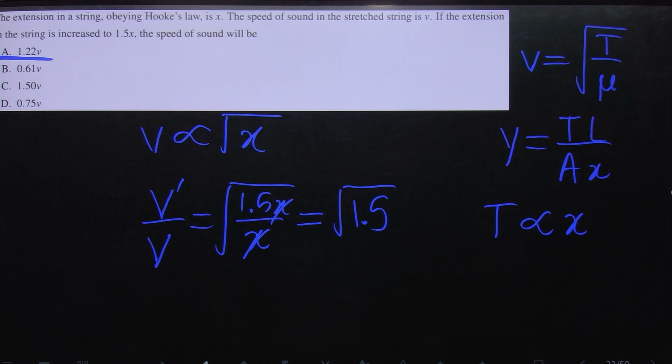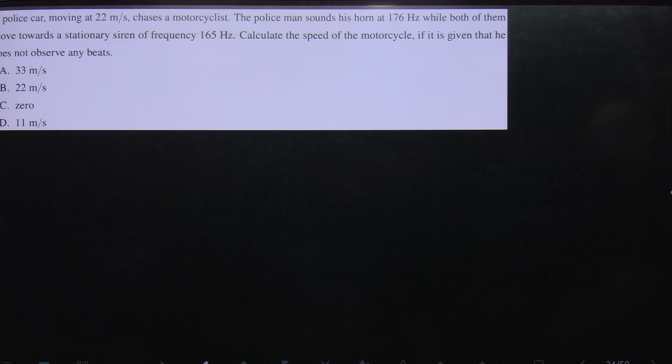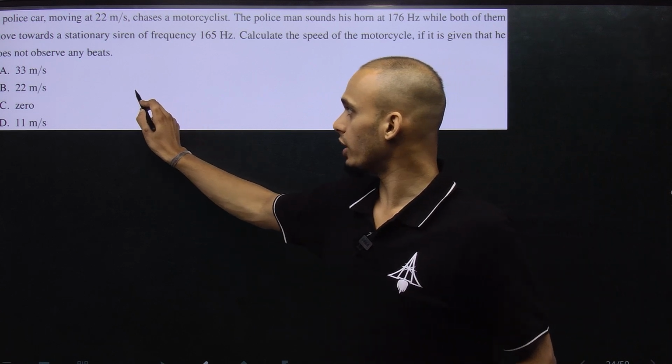Very, very simple. If you know two concepts, velocity of a wave in a string and Young's modulus according to Hooke's law, you will easily be able to solve this question quickly. Next question, we have a police car moving towards a motorcyclist.